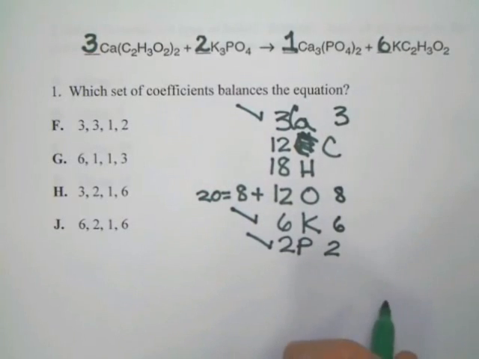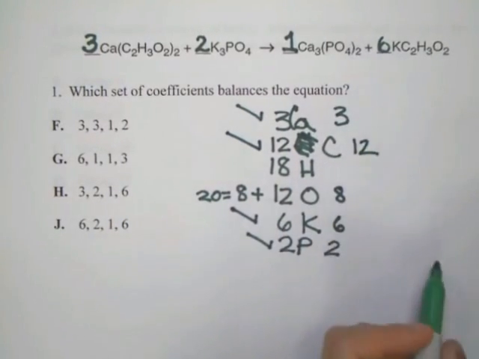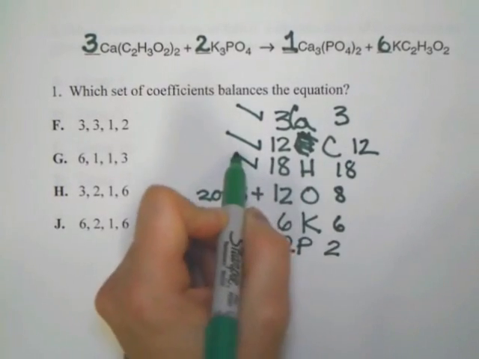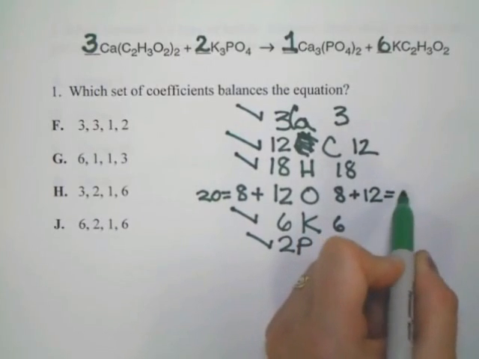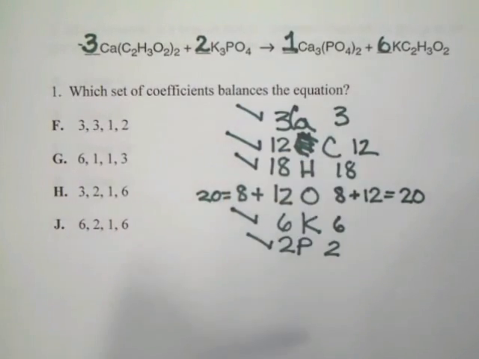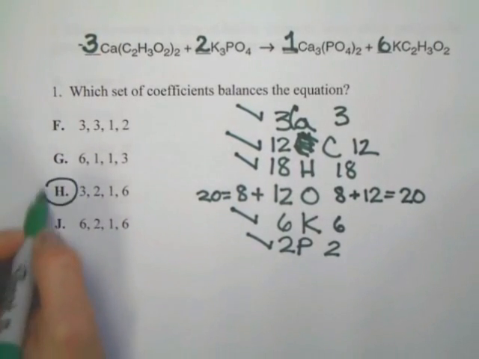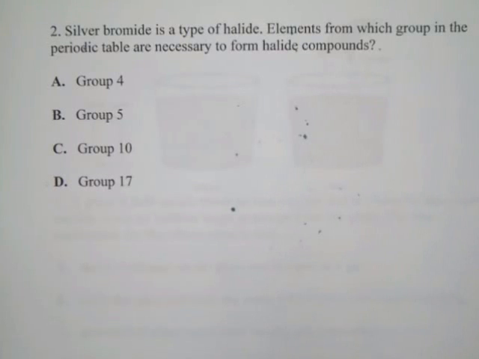Right here I've got 6 times 2, 12 carbons, that checks. 6 times 3, 18 hydrogens, that checks. 6 times 2, 12 more oxygens, and what do you know? It equals the same. So that means it's a 3, 2, 1, 6, and the only one that follows that would be letter H. Number 2, silver bromide is a type of halide.